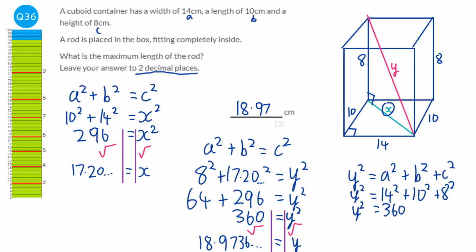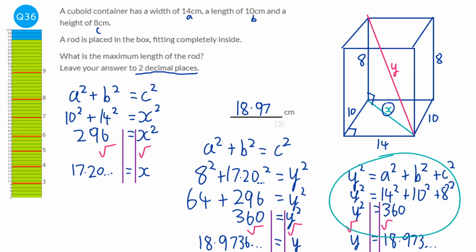And then when I put the solving lines in, I would have done the same thing, square rooted both sides, and you obviously would get the 18.973 blah blah blah again, and then you would have written down the answer. So there's 2 different ways of doing that. Obviously this way is a lot quicker, but you have to just remember that if you've got 3 lengths on the cuboid and you'll ask for the diagonal, then this formula here can be a much quicker way of finding the answer.